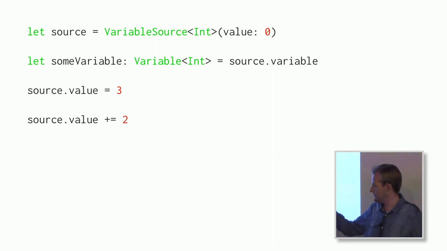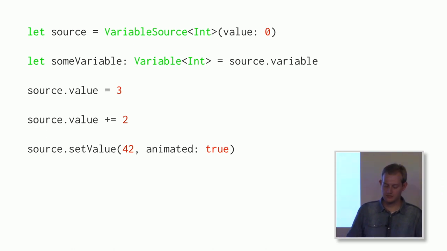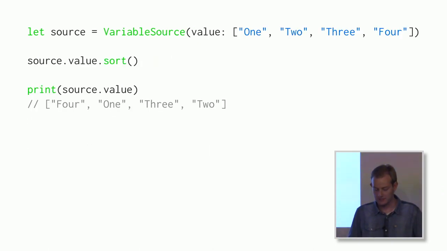Because it's Swift, you can also set it like this, change it from 3 to 5 by doing a plus equals. Or you can change it to something else, animate it. And now whoever listens to it can do an animation. This is also really nice if you have a variable of a string array. You can simply call the sort method on it, and then it changes to be sorted. That's just how Swift works.